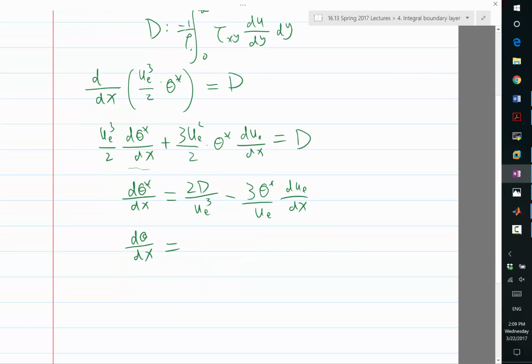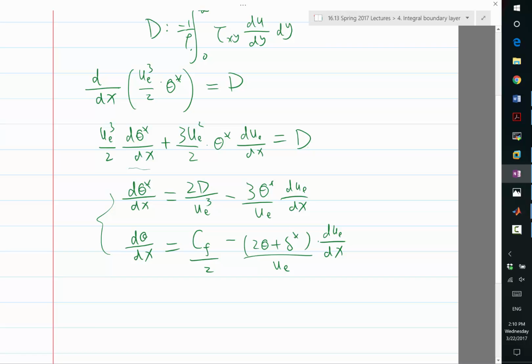That is evolving also with two terms. One term is the tau, the skin friction, right? So I think one term is Cf over 2, and the other term I think is 2 theta plus delta star times due dx over ue, right? Okay, so now we have these two equations.